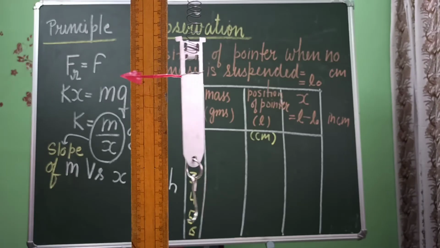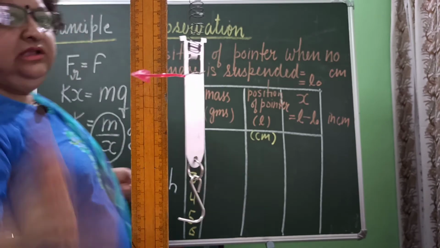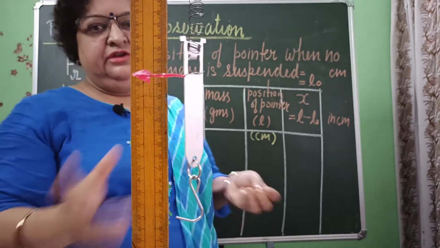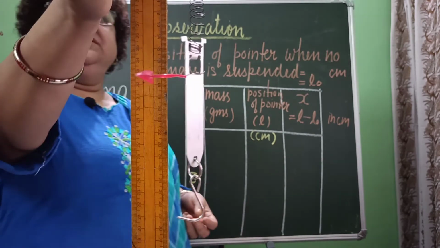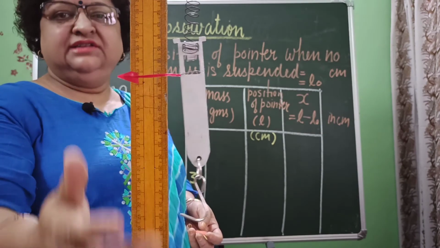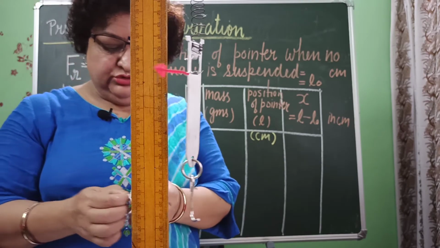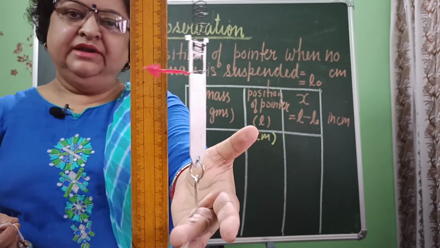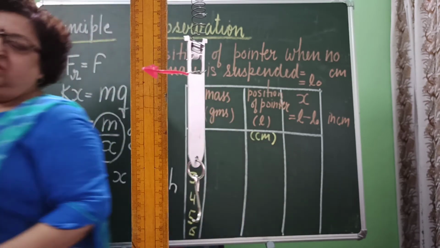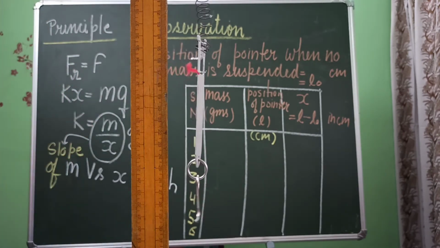So are we ready for the experiment, children? I have the vertical stand, this scale and the spring system arranged in front of you. I arranged this scale in such a way that I can clearly note the pointer's position through the scale. And now I'll start my experiment with 10 gram force. I'll suspend, but before we start it, let me note down the reading of the pointer when no mass is suspended.